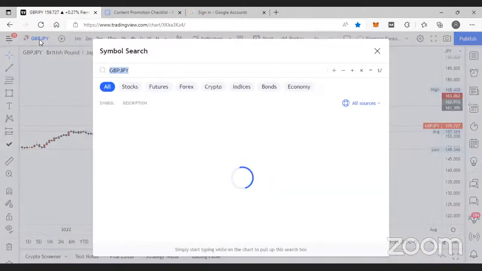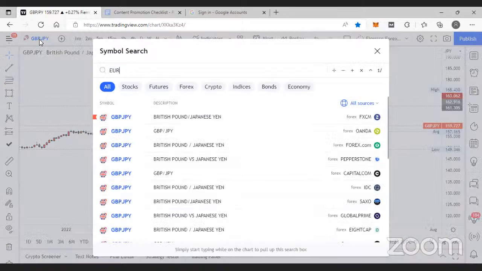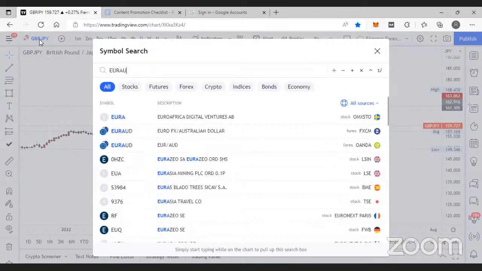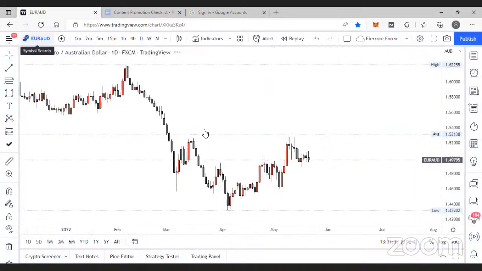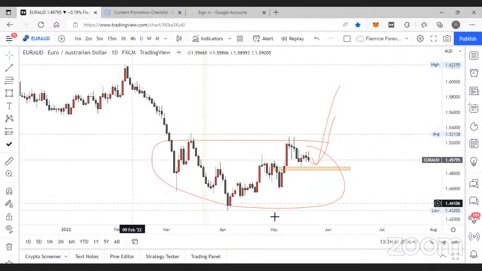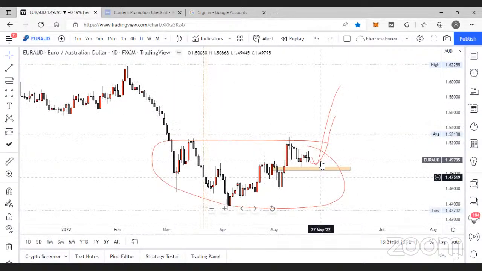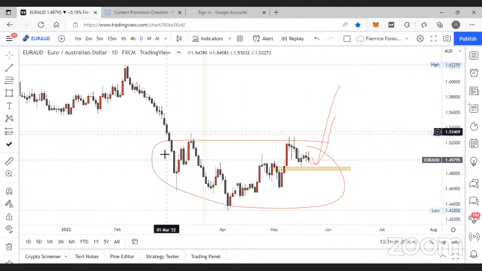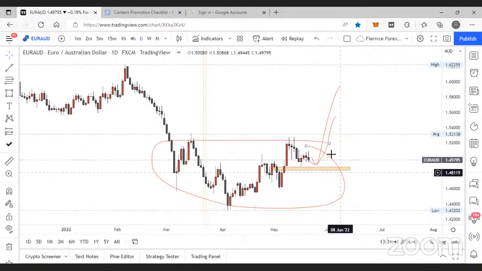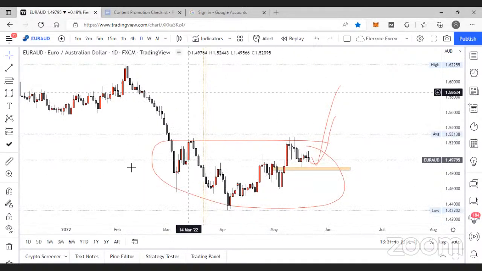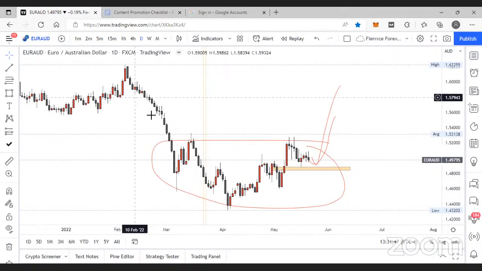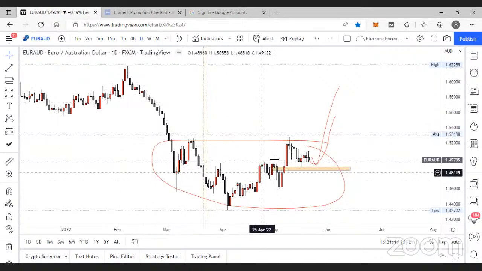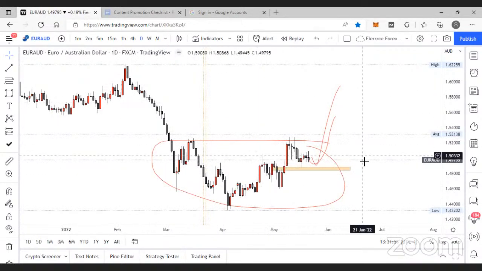That's GJ. Let's look at a euro pair. So that's euro. I'm going to look at euro AUD. So yeah, in my previous attempt to do this, I'd actually said that Euro AUD since March has been in an accumulation phase of sorts. We dropped and then we started to just consolidate.